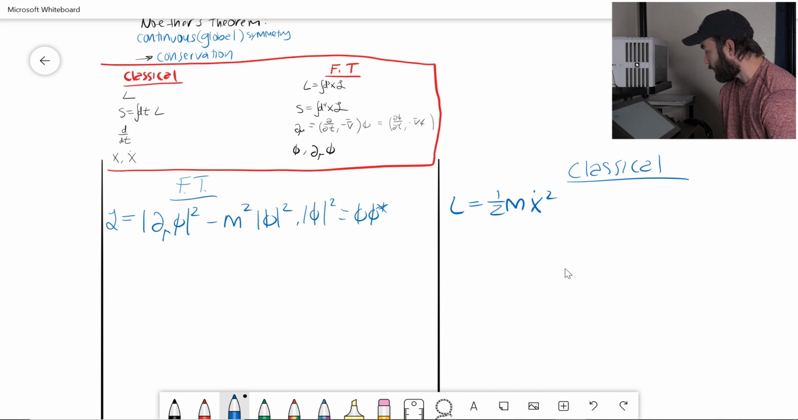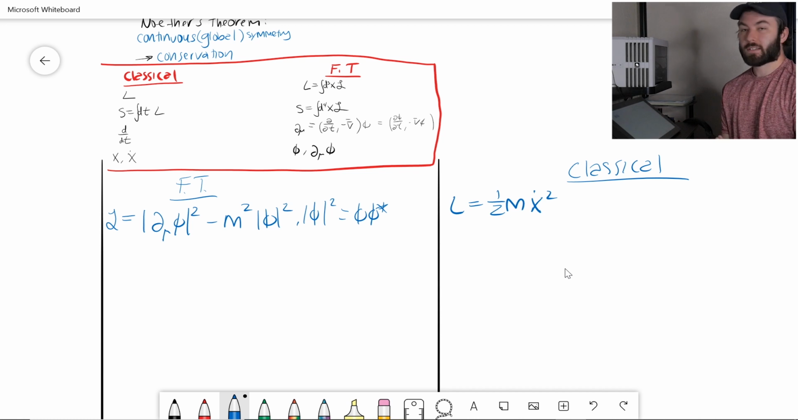Okay, awesome. So now let's get into the phrasing of Noether's theorem. Continuous global symmetries lead to conservation laws. Well, what is a continuous global symmetry? A continuous global symmetry means I introduce a parameter to change my degrees of freedom, and I can change it by any arbitrary amount. That's the continuous part.